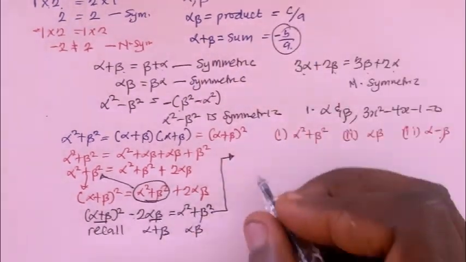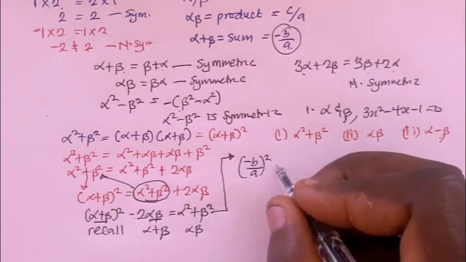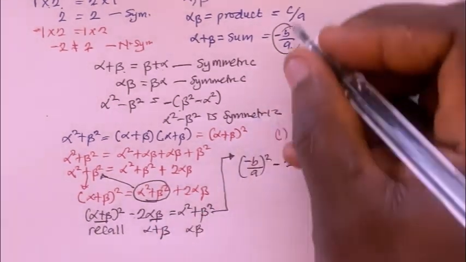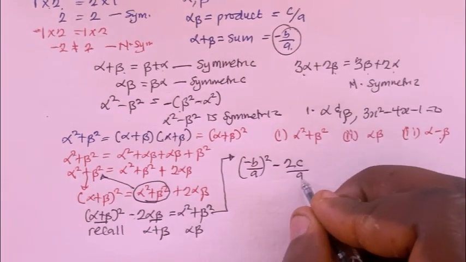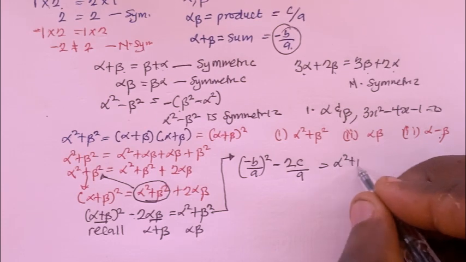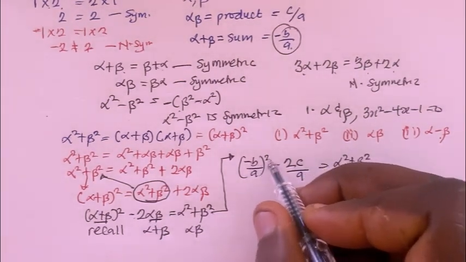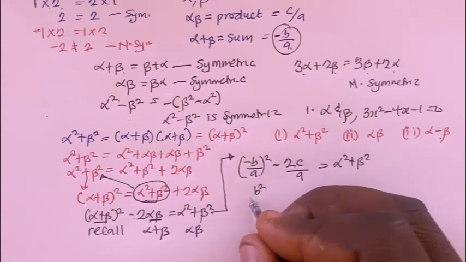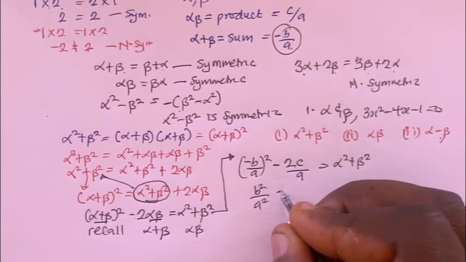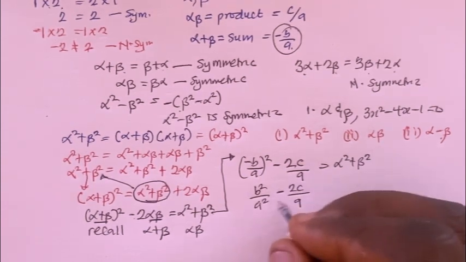So here I'm going to have minus b divided by a all squared, then minus 2 alpha beta, that's actually c over a, and this equals alpha squared plus beta squared. So now this is what I'm going to do. Minus b squared is going to give me b squared divided by a squared, then minus 2c divided by a. Let me just try and simplify this expression further.